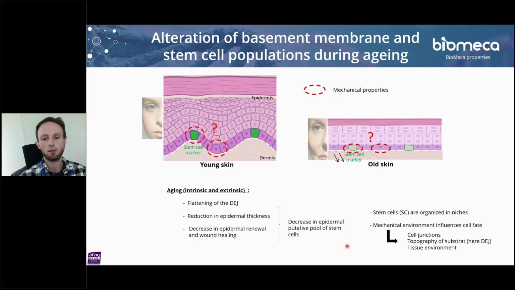It is known that stem cells are organized in niches that are favorable to their maintenance. In addition, it has been shown that stem cells could have a specific or different mechanical profile compared to other cells. This could be due to the environment that surrounds the niche of stem cells, but can also be due to the cellular cohesion, which could be different, the topography of the substrate, here the dermal epidermal junction, or the state of differentiation of the different cell subpopulations that we analyze.